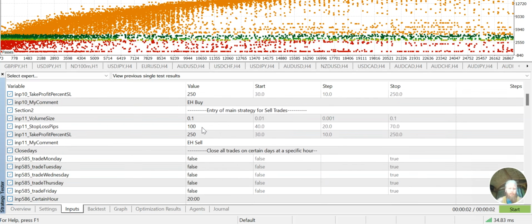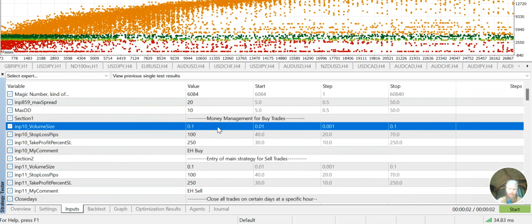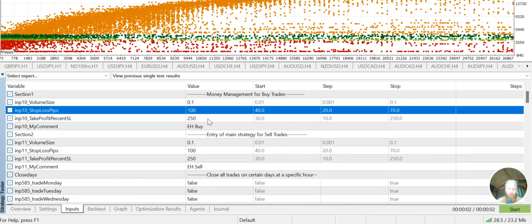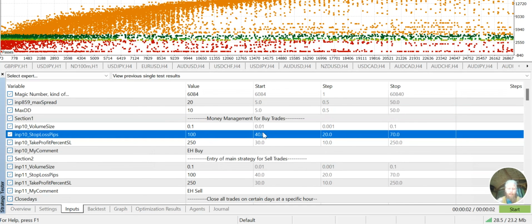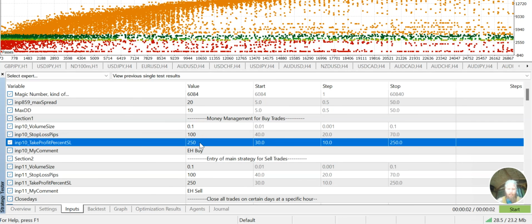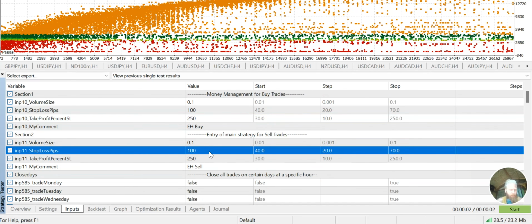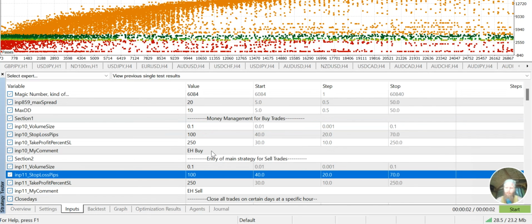You can use the lot size here. You can adjust it. I'm going to use 0.1 lot here. You can adjust the stop loss, of course, and the take profit. Now the stop loss is 100 pips and the take profit is 250% more, and it is because, as you already know, sometimes the markets are doing huge waves.